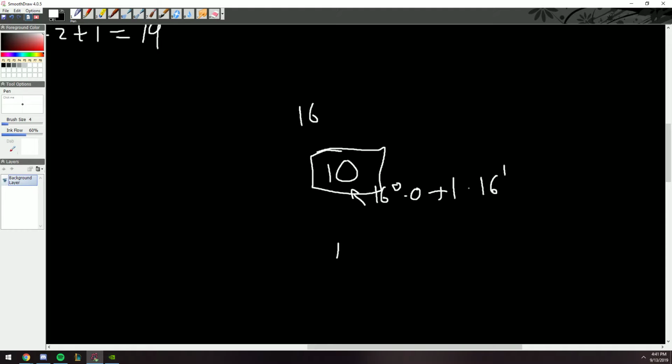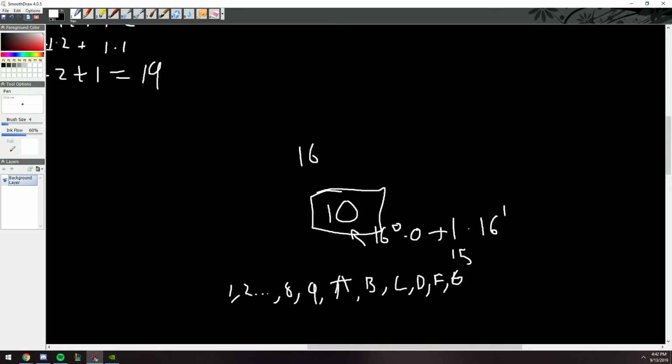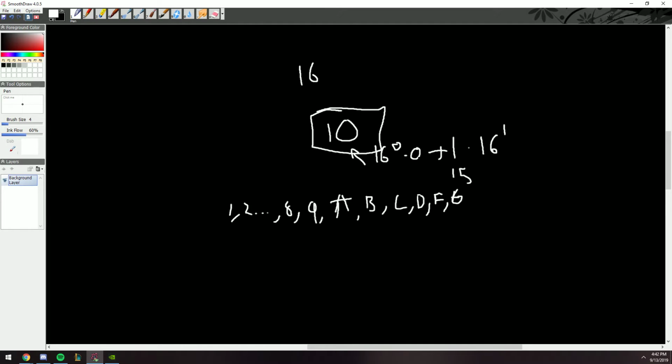So for hexadecimal it goes 1, 2, dot dot dot, 8, 9, and then the way we represent 10 is with the letter A. And then 11 is letter B, C, D, let's see, 10, 11, 12, 13, 14, 15. Oh, not H, sorry, G. Okay, and this is 15. And if you go any larger, well, now you're in the next base, so you can't do that. Cool. So here's our system.